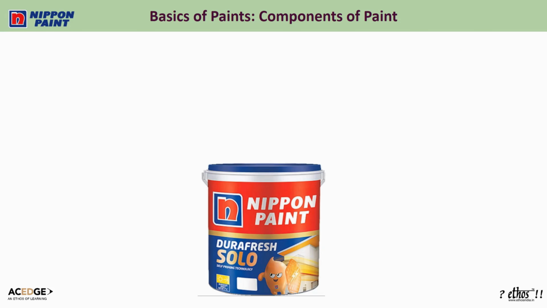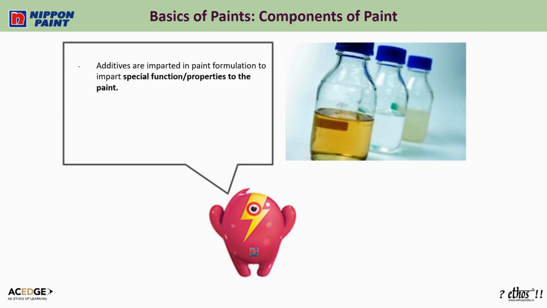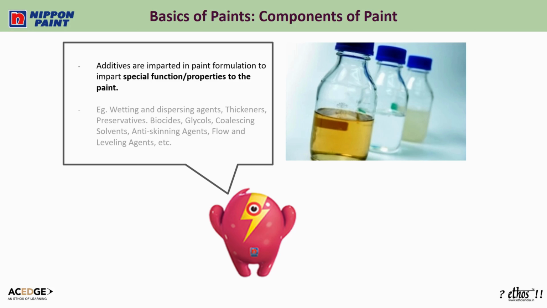Hi, my name is additive. If I am used in the right order at the right time and in the right proportion in a paint, I can help improve the appearance, durability of coating and flow of paints. Additives are imparted in paint formulation to impart special function or properties to the paint. Some examples are wetting and dispersing agents, thickeners, preservatives, biocides, glycols, coalescing solvents, anti-skinning agents, flow and leveling agents, etc.